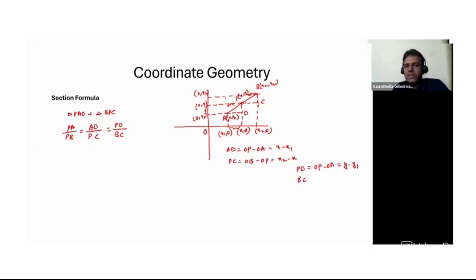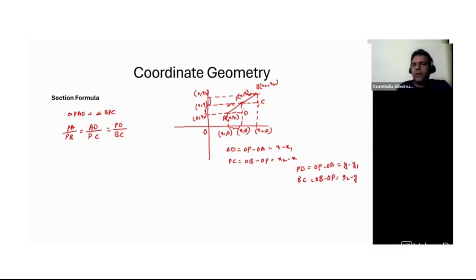BC means this distance, nothing but this distance. So this distance can be y2 minus y. What is y2? OB. So OB minus OP, that is y2 minus y. Now let's substitute the values.